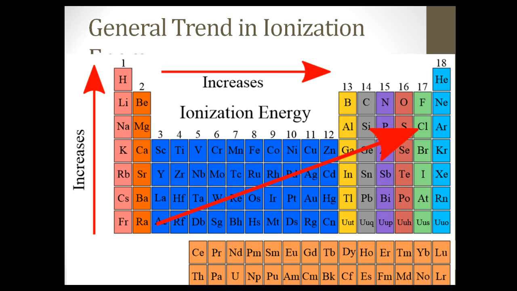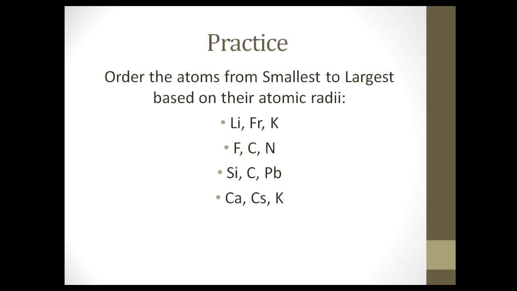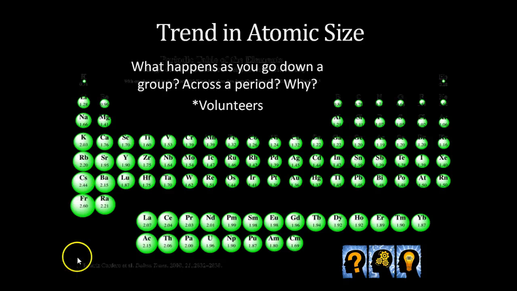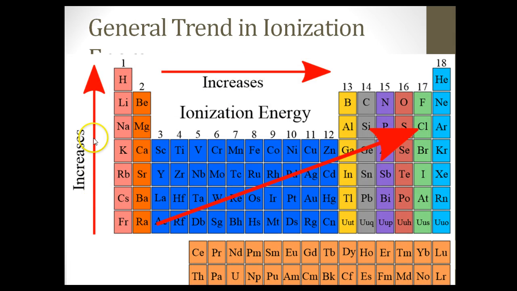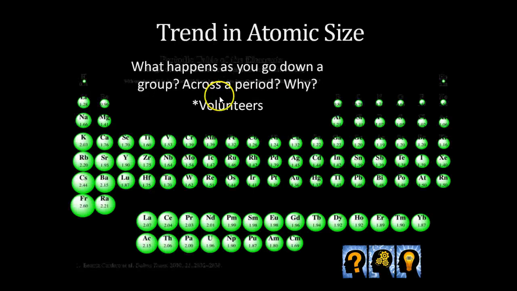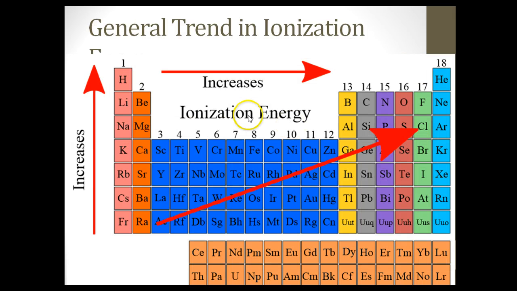Now, if you compare this to atomic radius, there's something weird going on. Atomic radius, we look back, increases going down. Ionization energy increases going up, the exact opposite. Atomic radius decreases as you go across. Ionization energy increases as you go across. And there actually is a reason for that direct correlation.